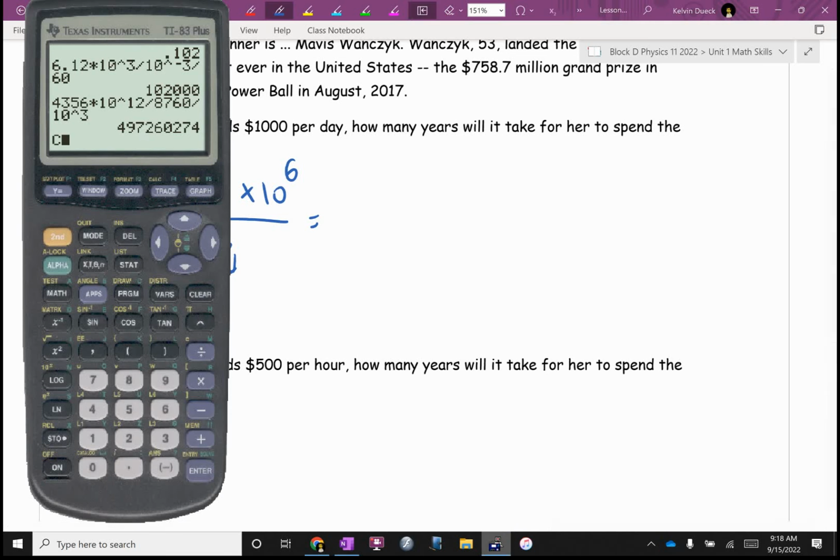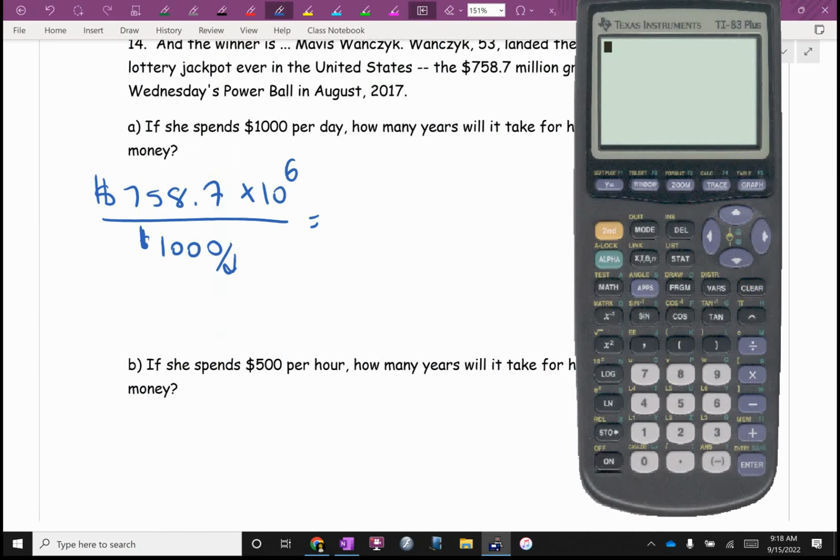So on my calculator, I'm going to go 758.7 times 10 to the 6th. And on my calculator, and when I say my, you're also doing it on your calculator. Right? How many days will it take her to spend this money if she spends $1,000 a day? I get 758,700. Now that's days.